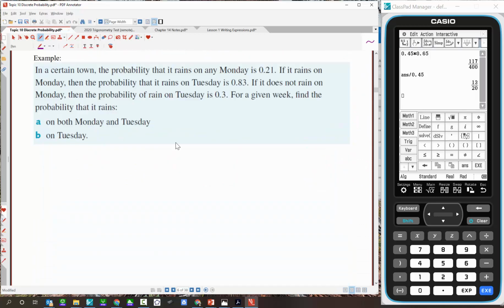Right, in a certain town, the probability that it rains on any Monday is 0.21. If it rains on Monday, then the probability that it rains on Tuesday is 0.83. All right, now this one here again lends itself to a tree diagram because either it rains or it doesn't rain, and this is Monday. So the probability that it rains on Monday is 0.21, so that means 0.79. And then Tuesday, same deal, it can either rain or not rain, rain or not rain.